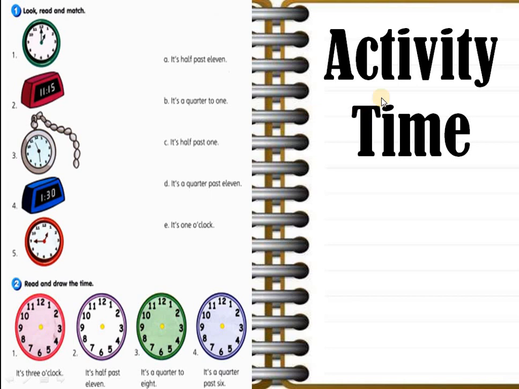Okay, class. Now it's activity time. There are 2 exercises for you today. The first one, you look, read, and match. Lihat, baca, dan padankan. Look at the clock and the digital clock and match which one is the correct answer. And for activity 2, we are going to read and draw the time. Baca dan lukis. Pastikan jarum pendek dan jarum panjang itu di tempat yang betul.